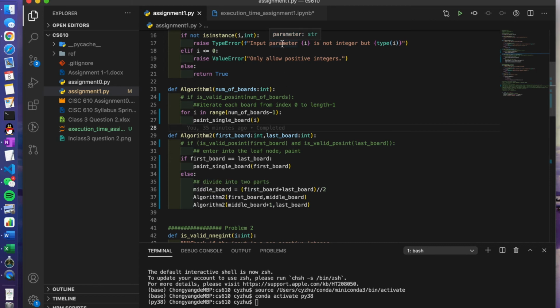And this leads to the third question of which algorithm is better. In this specific problem, I think algorithm 1 is better because this is a very simple and easy implementation of iteration, which takes less time.